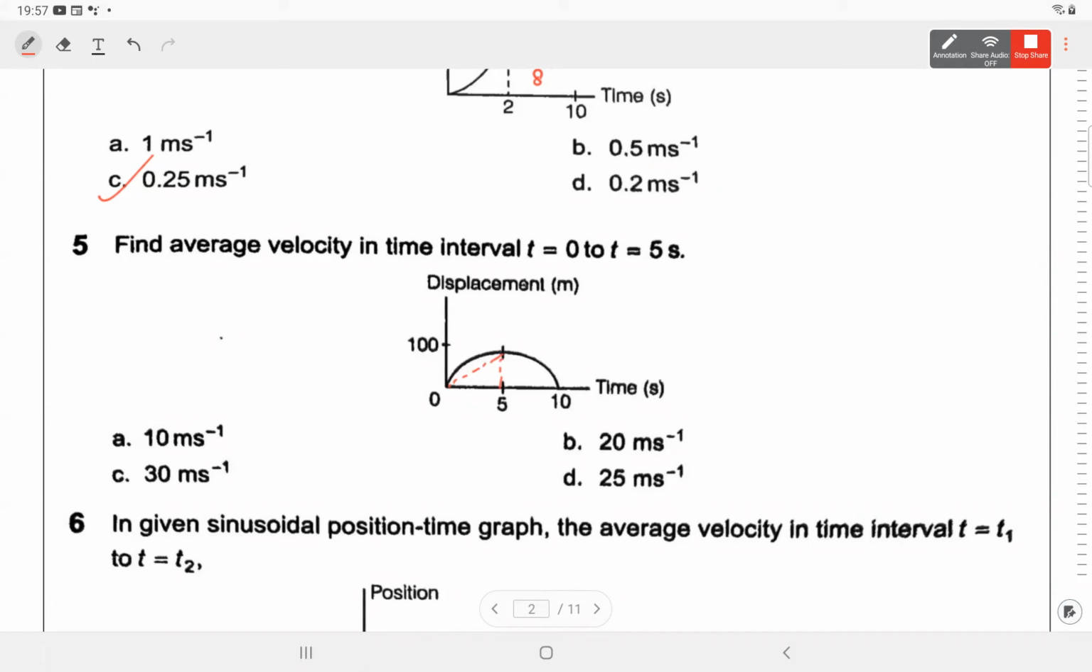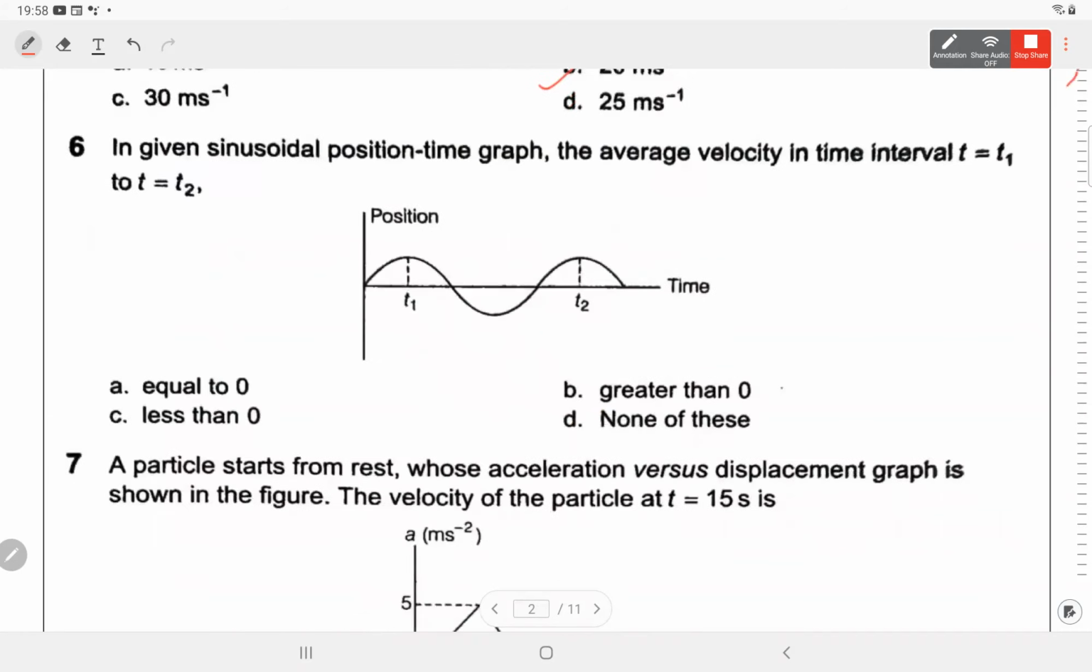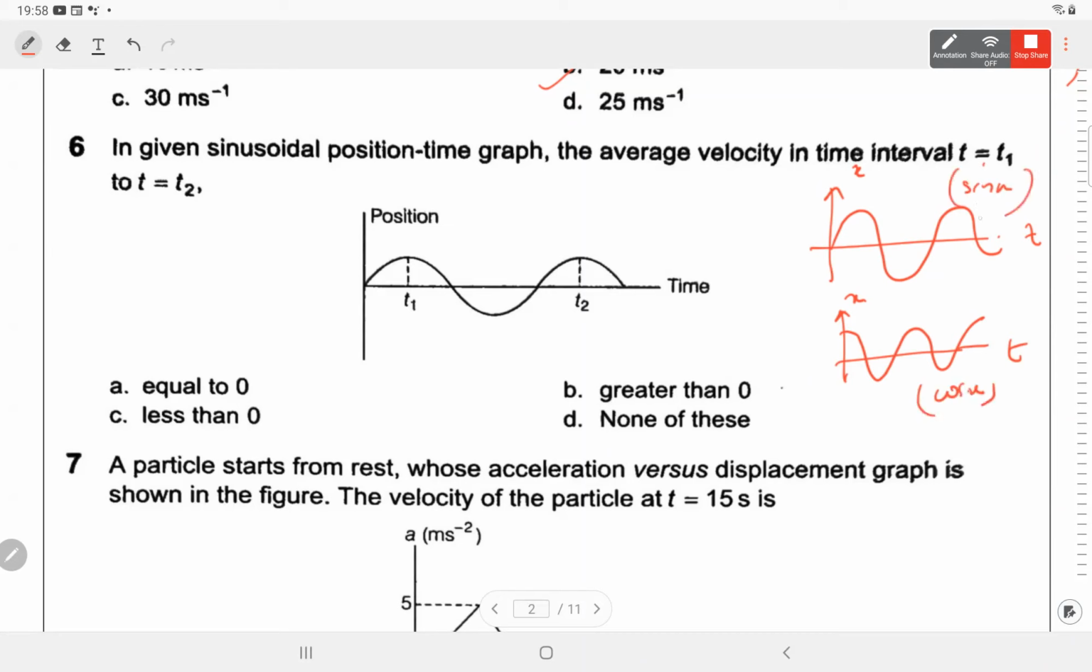Yes, so 20 meter per second is B. 100 by 5. Again, the slope of this line: perpendicular is 100, base is 5, so it will be 20 meter per second. Okay. In the given sinusoidal graph, what is sinusoidal? A sine and a cosine, two curves; combining both we call it sinusoidal, which means periodically changing. Cos starts from 1 because cos 0 is 1. Sine and cos collectively are called sinusoidal function, periodic function.